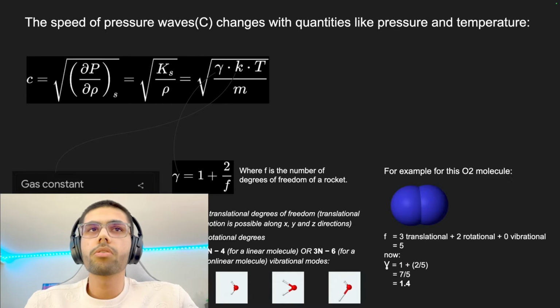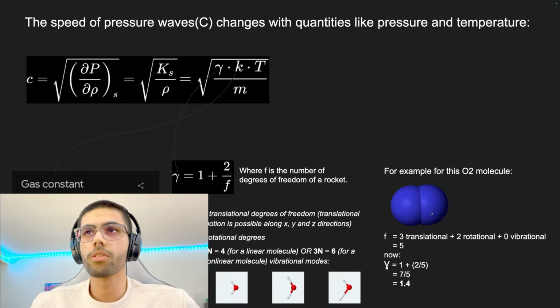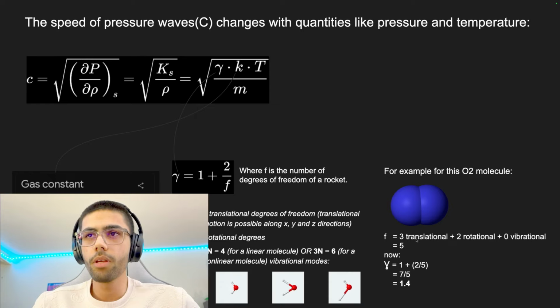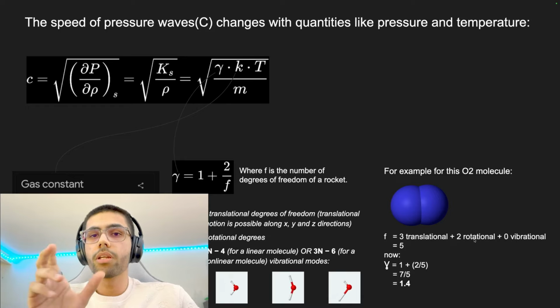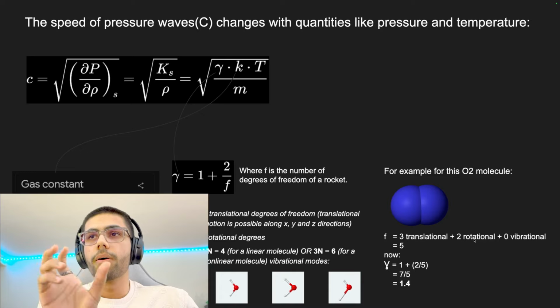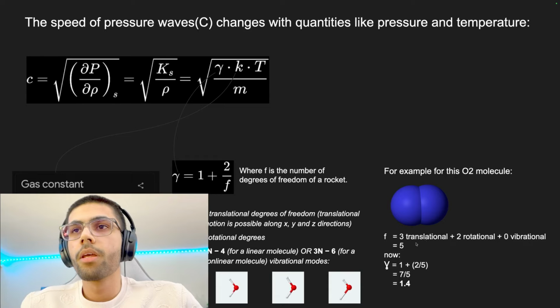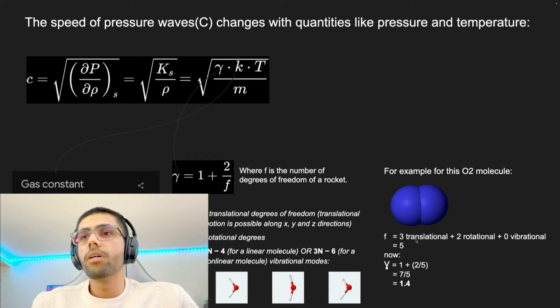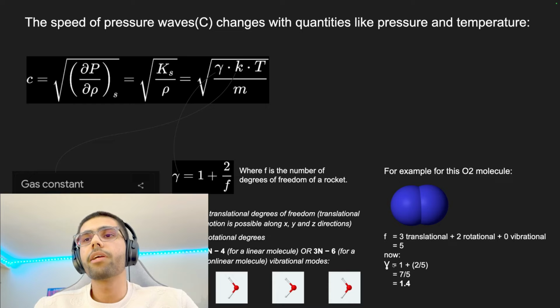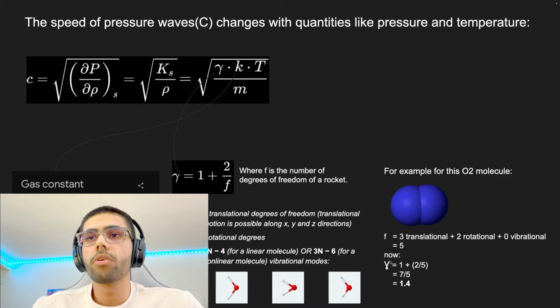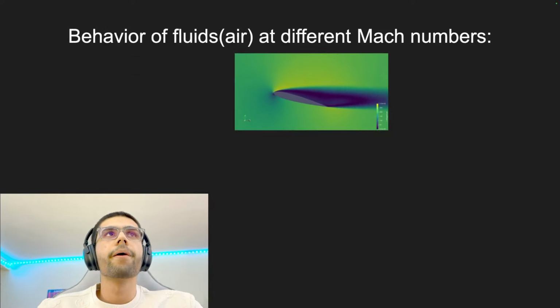And if you solve this for, for example, an oxygen molecule, which is a diatomic molecule, you're going to see that it has no significant vibrational mode, but it has two significant rotational modes along the y-axis and along the z-axis, but not along the x-axis. And the three translational degrees of freedom. So the total is 5, and you can calculate using this formula what the gamma is for the oxygen molecule.